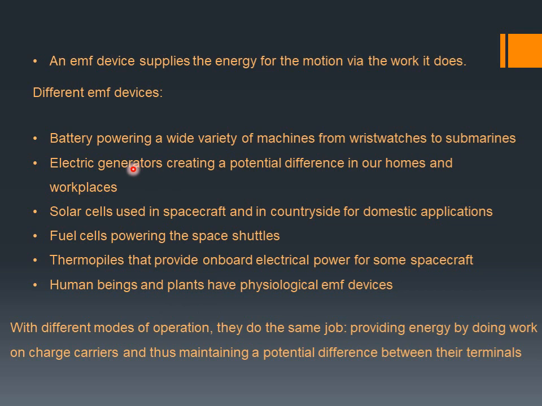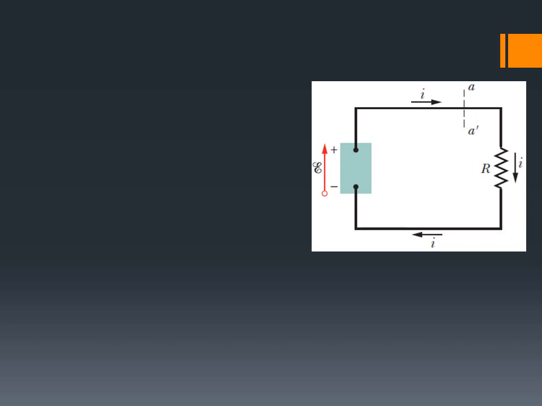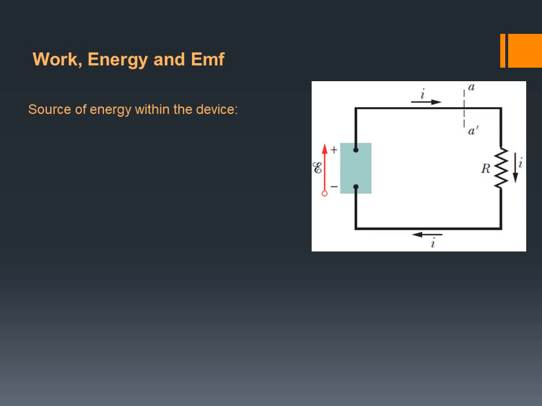So all these EMF devices have different modes of operation, but they do the same job. What is the job? They provide energy to the charge carriers. They do work on the charge carriers, and thus they maintain a potential difference between their terminals. For example, how will we define these EMFs in a circuit?